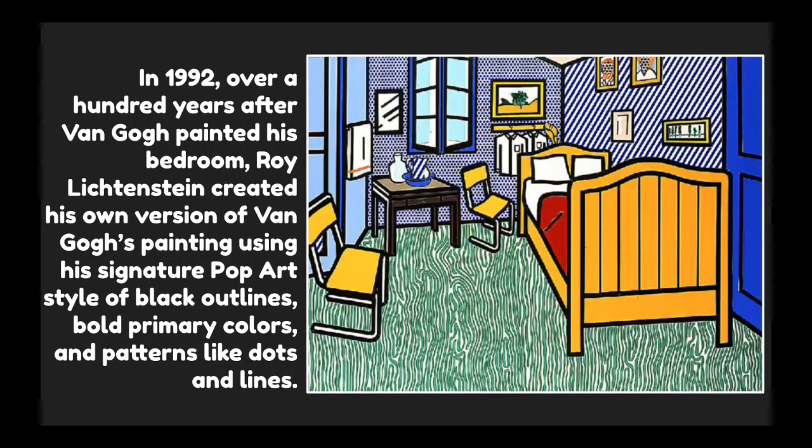In 1992, over 100 years after Van Gogh painted his bedroom, Roy Lichtenstein created his own version of Van Gogh's painting, using his signature pop art style of black outlines, bold primary colors, and patterns like dots and lines.